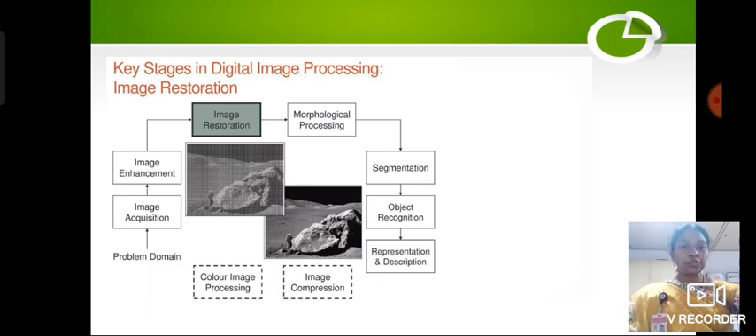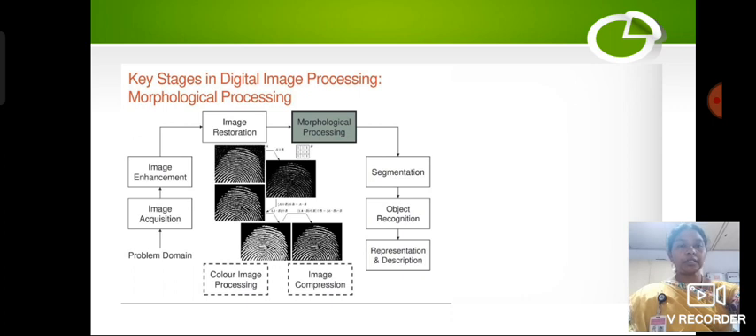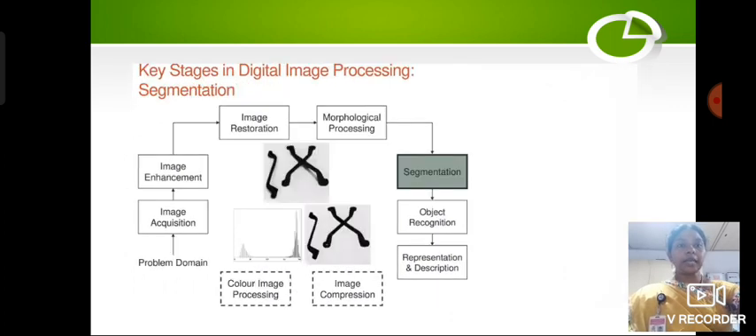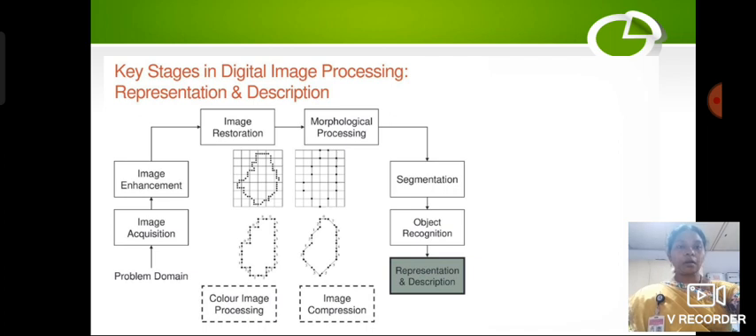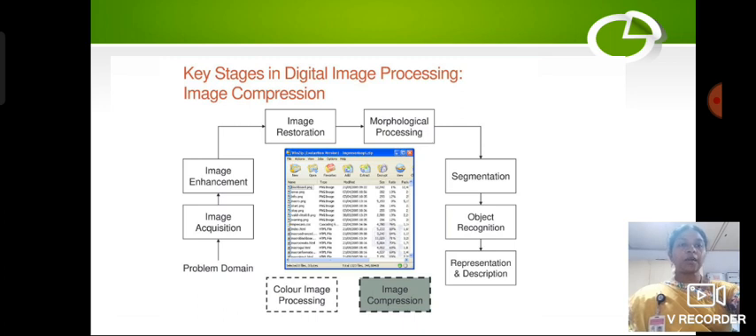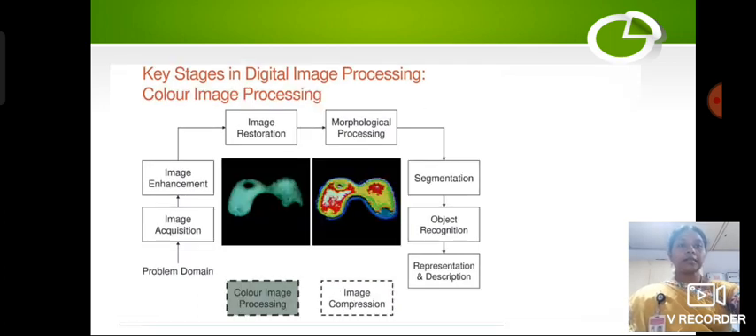When we restore the image, we can see a big improvement in the quality of the image, and we can do morphological operations inside that image, segment it, and classify it by recognizing it. This is representation, how we represent the image in graphical mode. This is image compression, where we compress the images. And this is color image processing. We can easily identify the presence of the tumor in that image and how much it has spread. Okay, thank you.